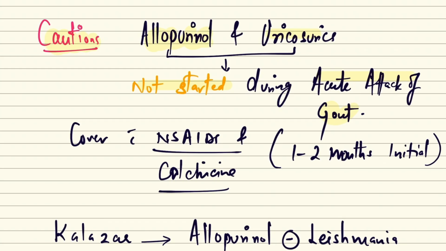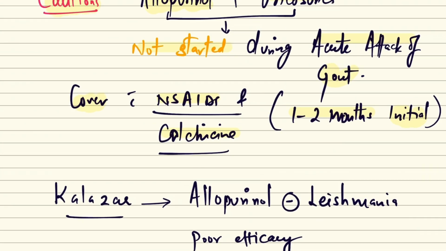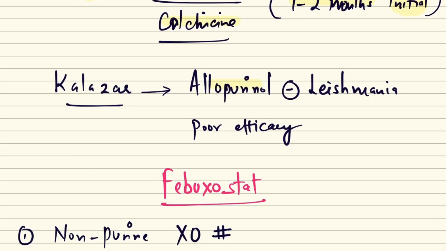Whenever we are giving them, we have to give cover with a non-steroidal anti-inflammatory drug and colchicine for the initial 1 to 2 months so that the acute attack does not get precipitated by these drugs. It was also used for leishmania, Kala-Azar, but because of poor efficacy, this drug is abandoned nowadays for this action.